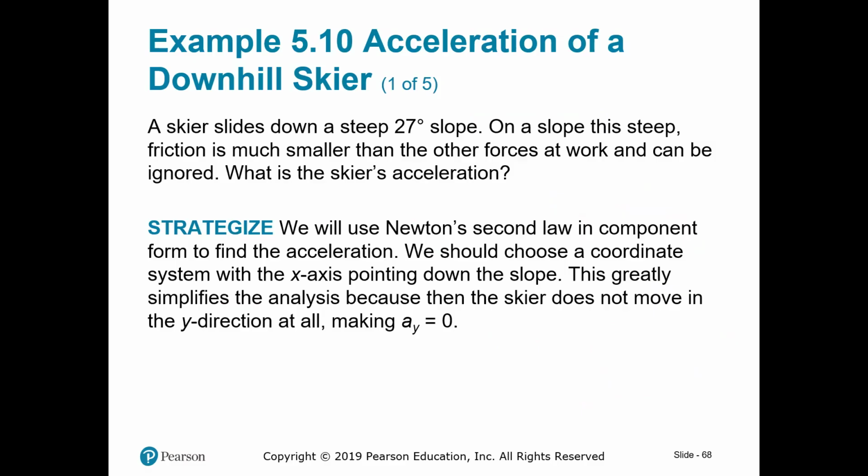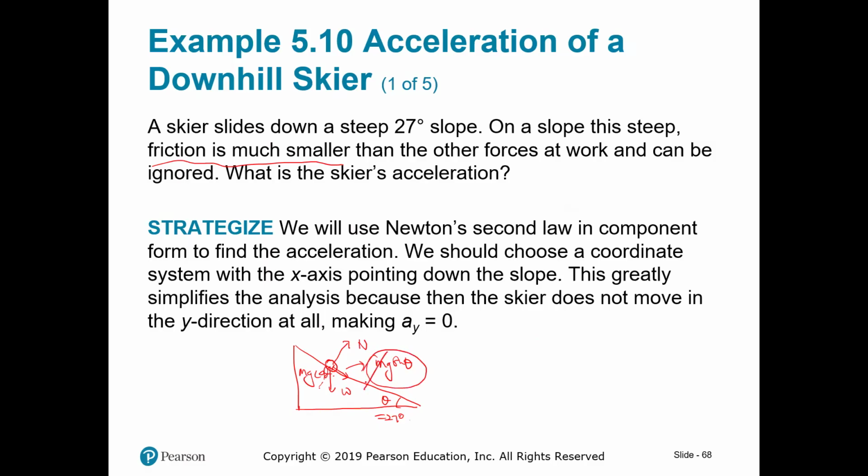And the acceleration of a downhill skier: the skier slides down a steep slope of 27 degrees. This is exactly what we did here, right? On a slope, let's assume theta is 27 degrees. So you have a skier here, and the forces acting on the skier are a normal force and the weight down, and then the component along the slope is mg sine theta, and the component perpendicular is mg cosine theta, right? The friction is much smaller, so there's no friction, right? So this is your net force.